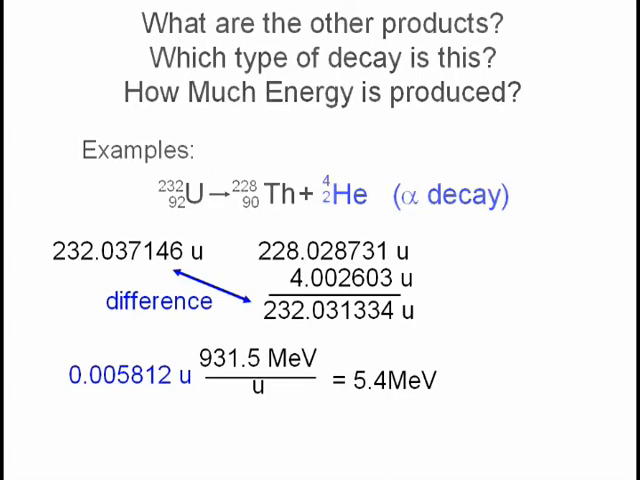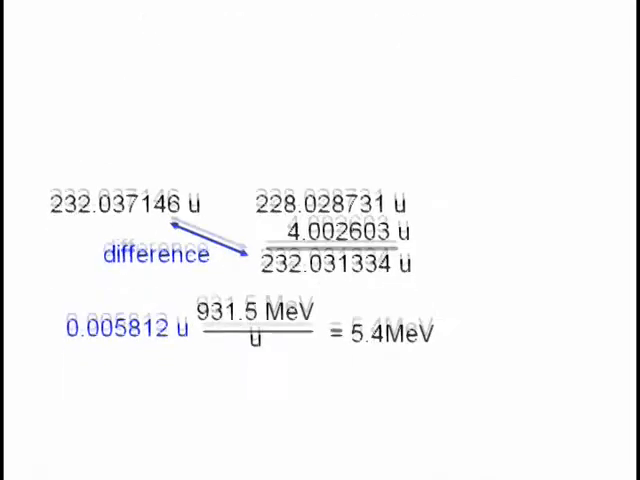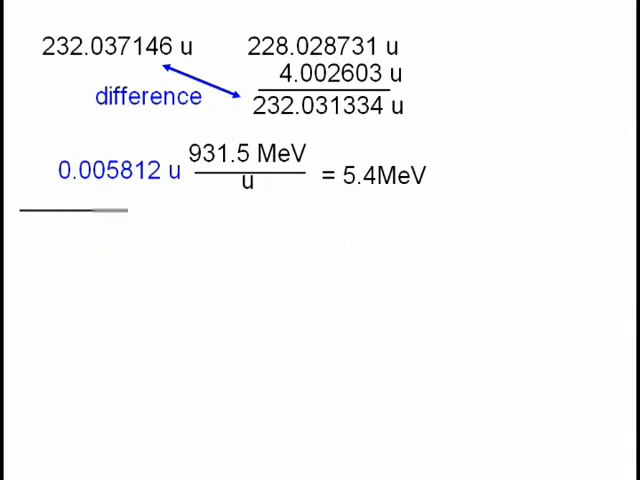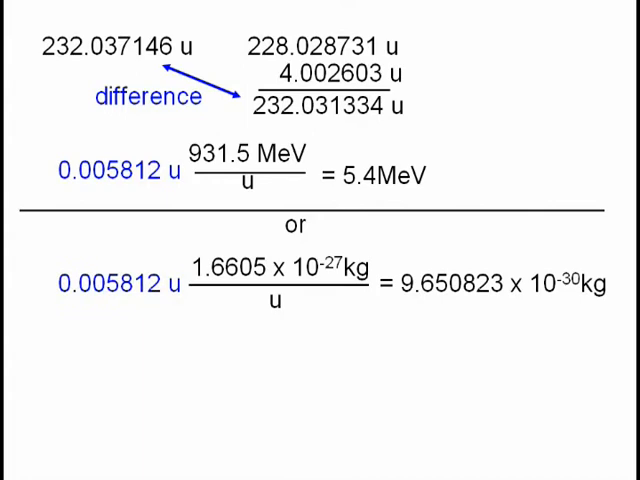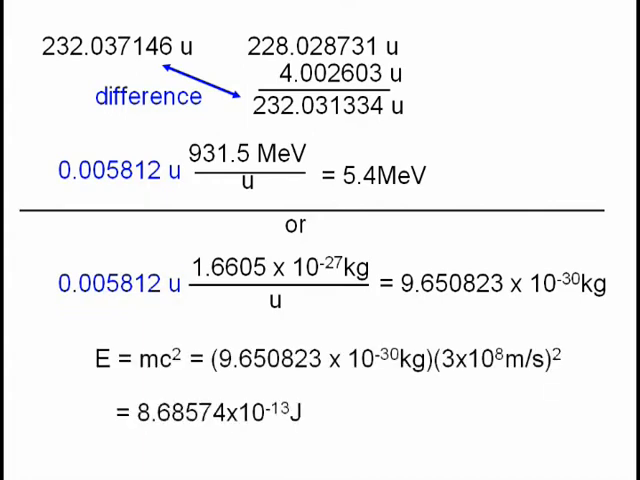The other way to calculate this is to convert it into kilograms. Use Einstein's equation, E equals mc squared, and that gives us our answer in joules, and then we can convert joules into electron volts. We'll get 5.4 times 10 to the 6 electron volts.